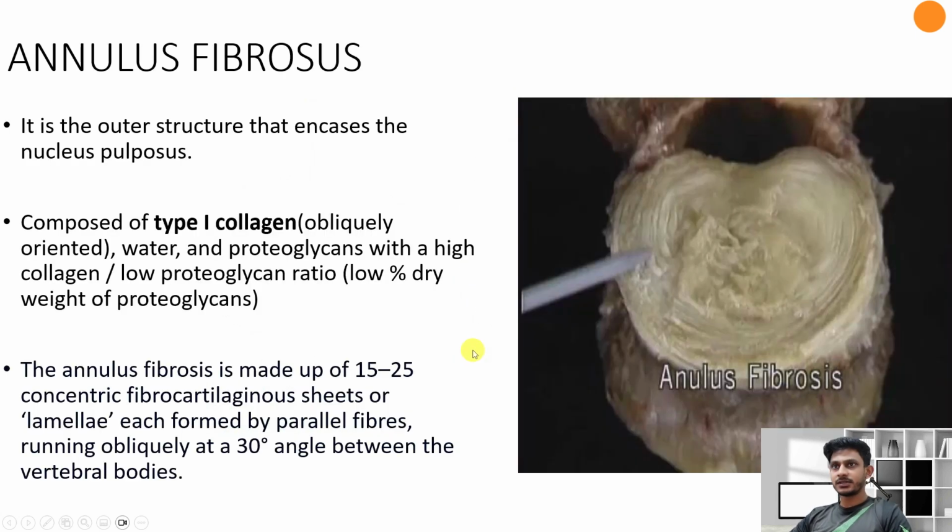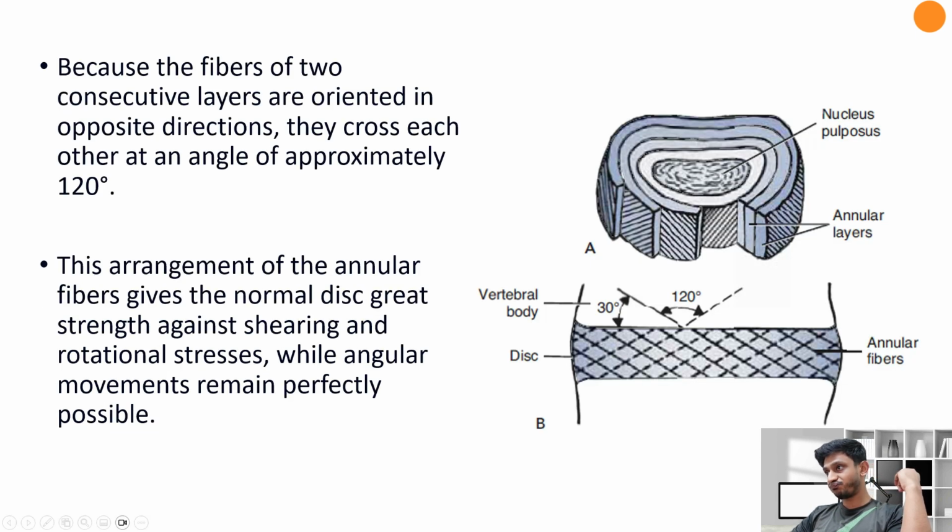So, coming to the annulus fibrosus, it is the outer structure that encases the nucleus pulposus. It is composed of type 1 collagen, water, and proteoglycans. So there's a high collagen and low proteoglycan ratio. And it is formed by 15 to 25 layers, roughly on average, of fibrocartilaginous sheaths or lamellae. And these are present with fibers running parallel to each other. So as you can see here, the fibers are running parallel to each other, and I told you it's 15 to 25 layers.